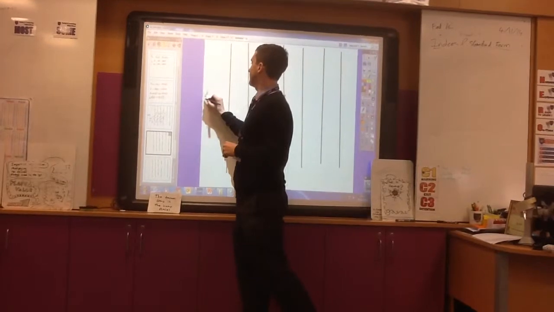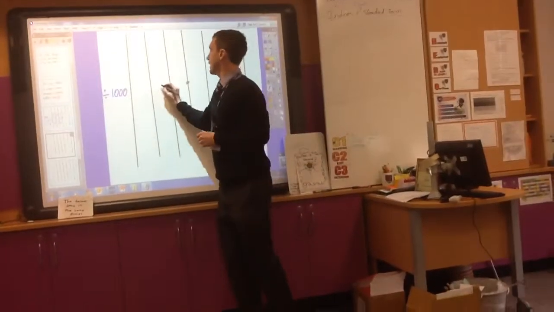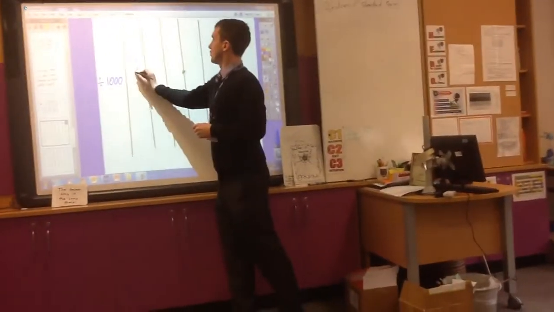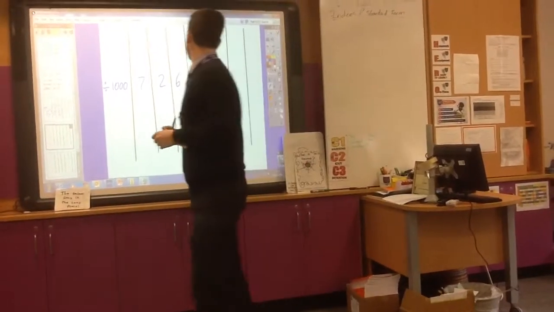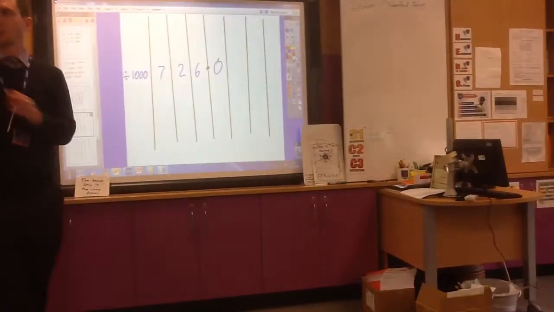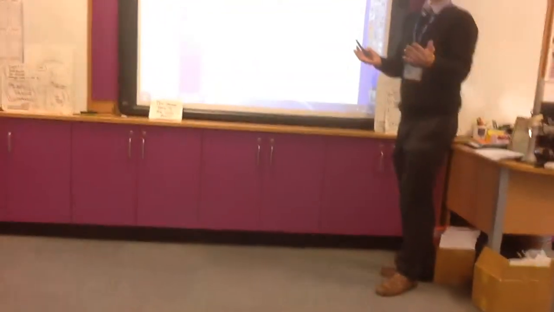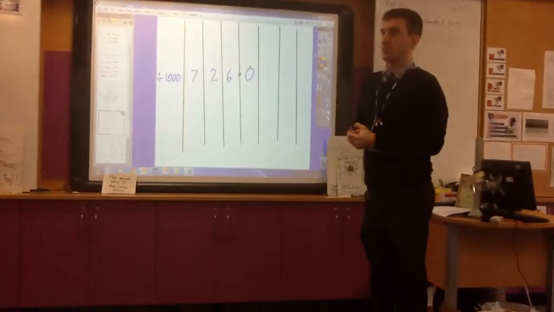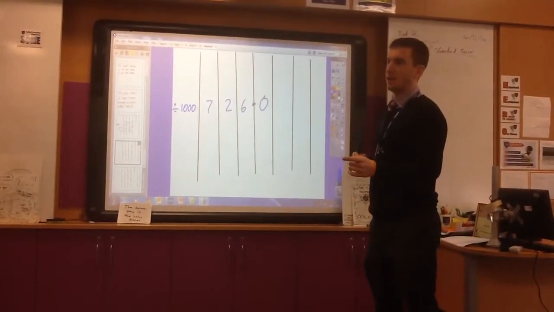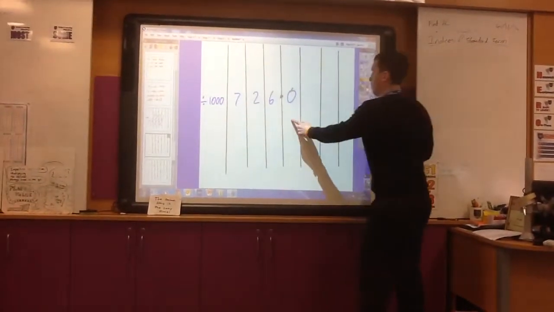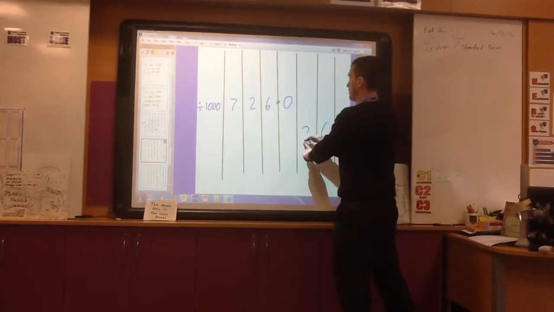Another example. I'm going to divide by 1,000, and I'm just going to have 726.0, and I'm going to divide by 1,000. You're going to move it 3 spaces to the right. Why to the right? Because you're not going up, you're going down. Excellent. Is the decimal place moving? No. And how many places to the right am I going? 3. So 1, 2, 3. The 6 would go there, the 2 would go there, the 7 there.